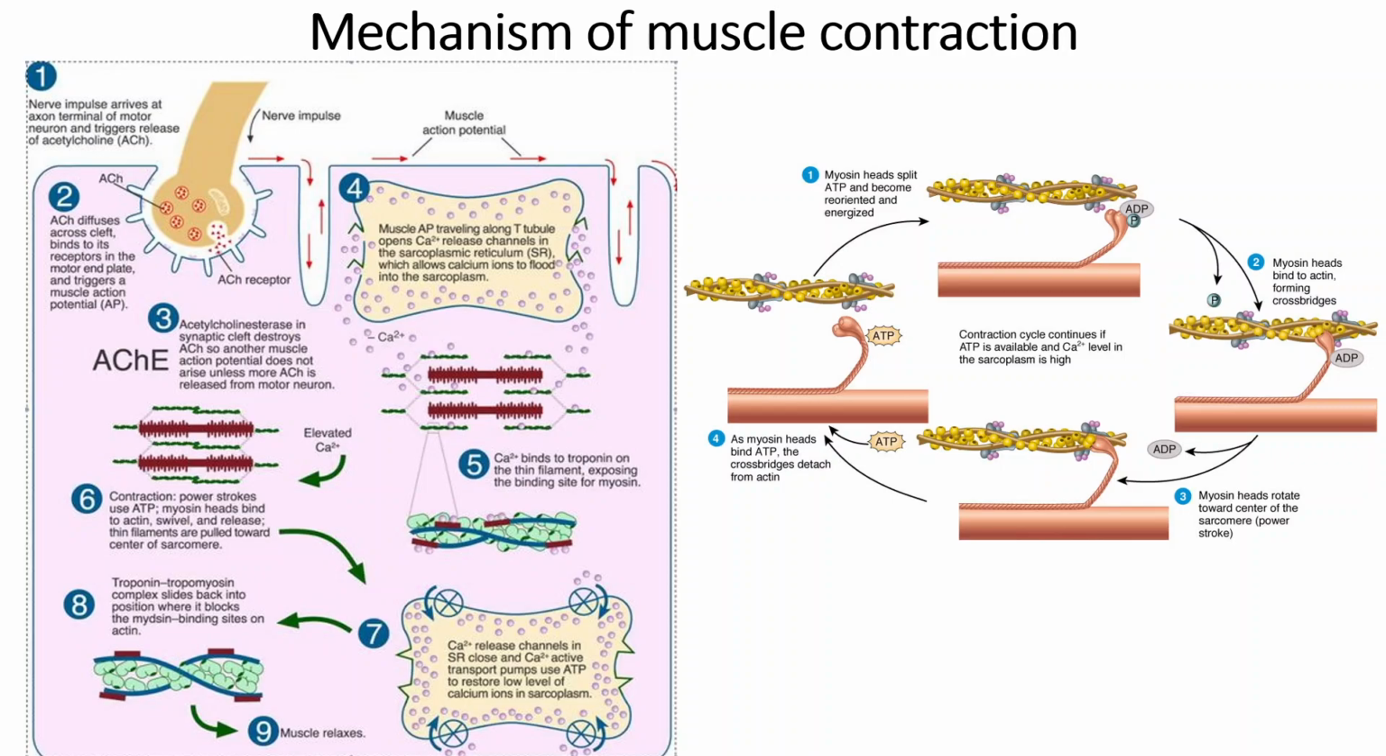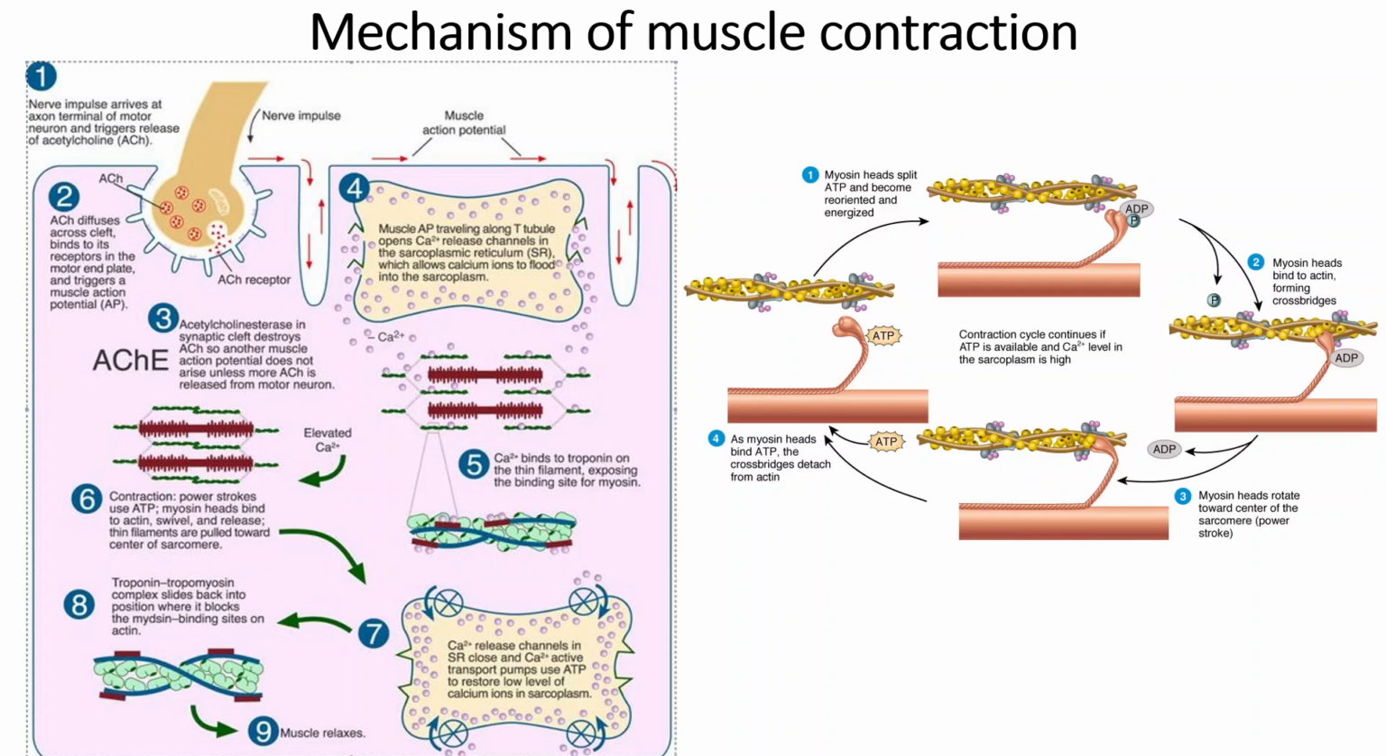This will result in the calcium ion binding to troponin on the thin filament, or the actin filament, exposing the binding site for myosin. So these calcium ions help in binding to troponin. Troponin in an unstimulated condition remains bound with the actin filament, thereby preventing the binding of myosin and actin filament, which is required for the contraction to happen. So when calcium is present in a higher concentration within the sarcoplasm, it will bind with troponin, which will help in exposing the binding site for myosin.